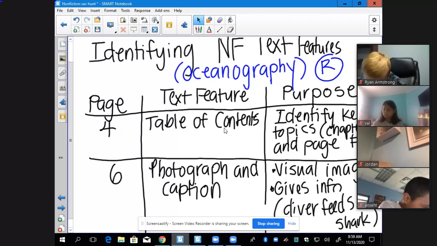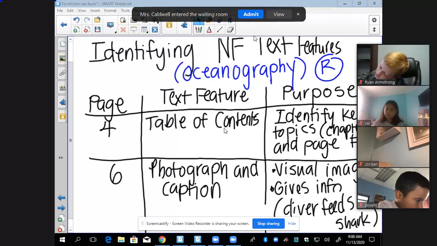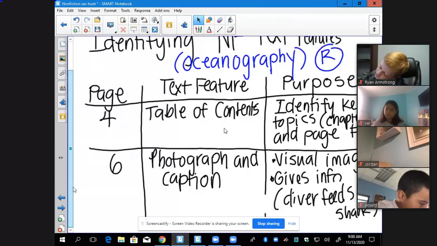The photograph goes with visual image. The caption gives information, and in parentheses we said the diver feeds the shark. That was the caption that we saw with this photograph on page 6. You can draw, yes, and then you're going to draw your line going all the way across. I'm going to have to extend my page.